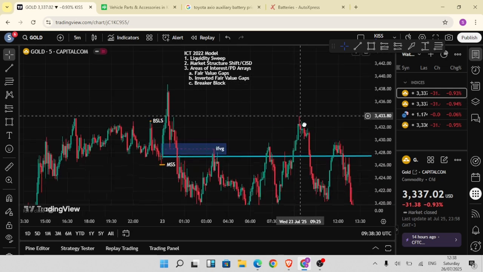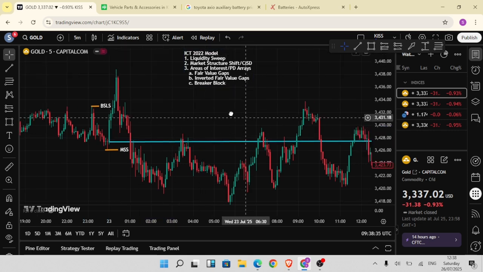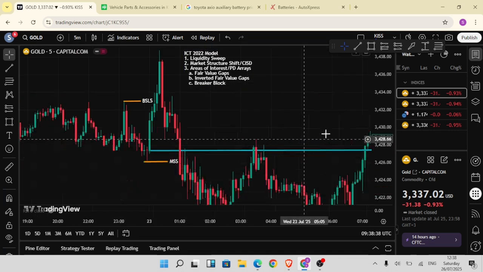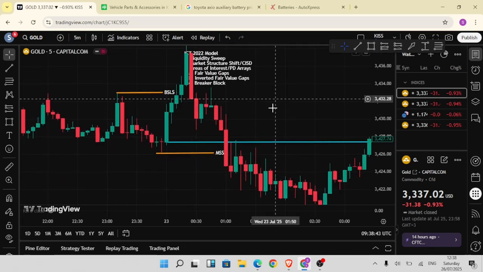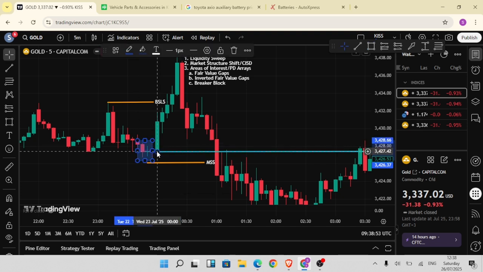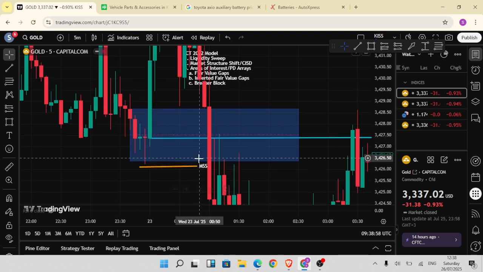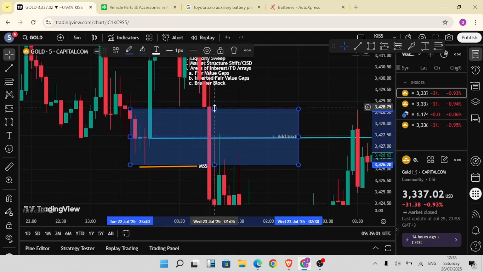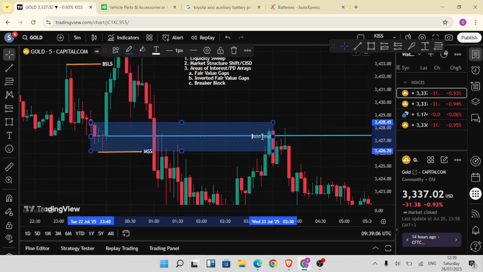The third area of interest is a breaker block. So where's this breaker block? The last series of down close candles before this impulsive move to the upside, we can have these two candles right here, because these are wicks, largely wicks instead of body candles. So this is our breaker block.